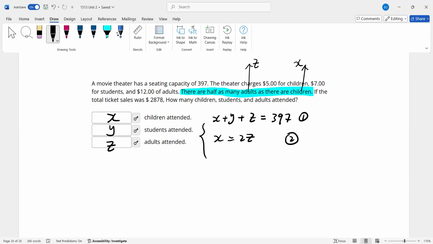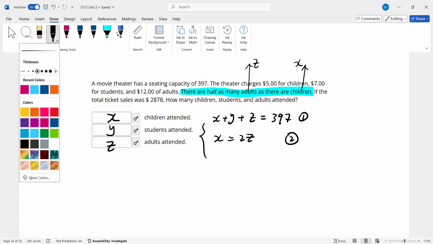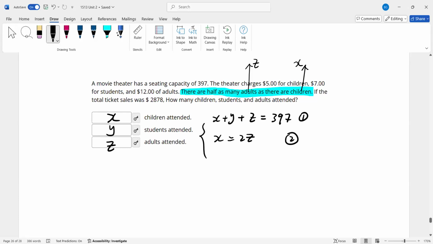Well, we need another equation. Let's see the money collected in total. $5 for children, so 5 times x, that's the money collected from children. $7 for students, 7y. That's the money collected from students. $12 from adults, so 12z. That's the money collected from the adults. Together, $2,878. Equation 3. All right.